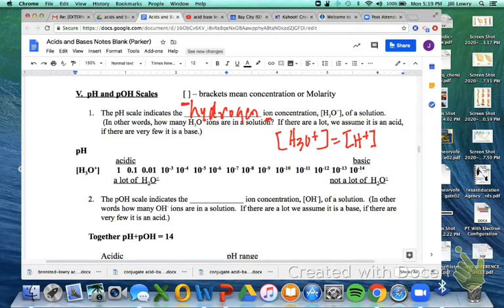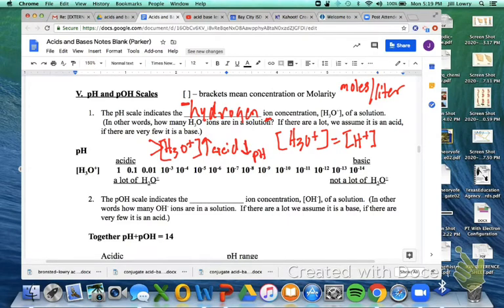And notice that when there's brackets around it, like I have around these two, that means that we're talking about the concentration being in molarity or moles per liter. So in other words, we're looking at how many hydronium ions are in solution. If there's a lot, then we assume it's acidic. If there's very few, then we assume it is more basic. So the greater the H3O+ concentration increases acidity, and then that would decrease your pH number.